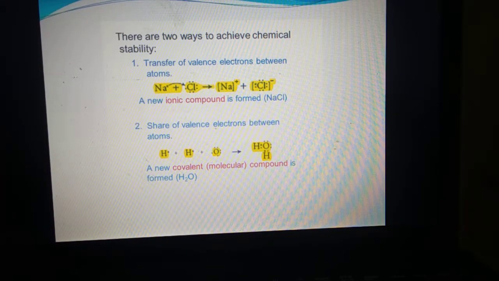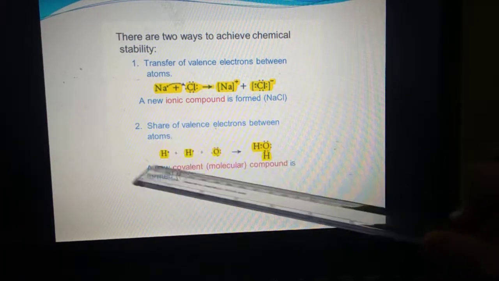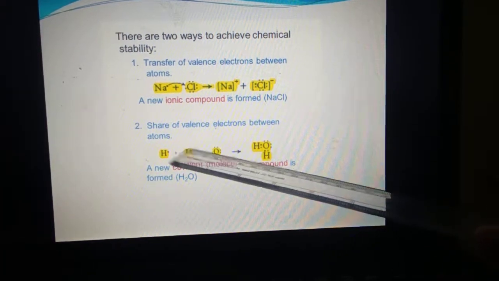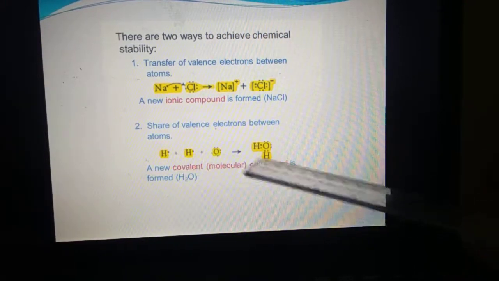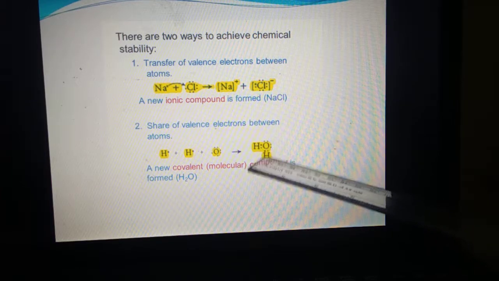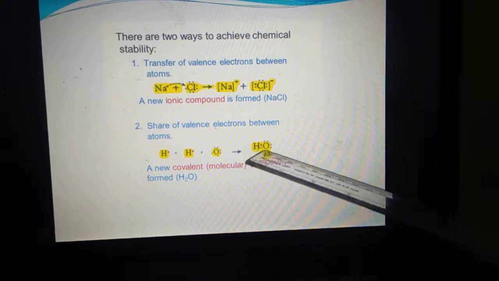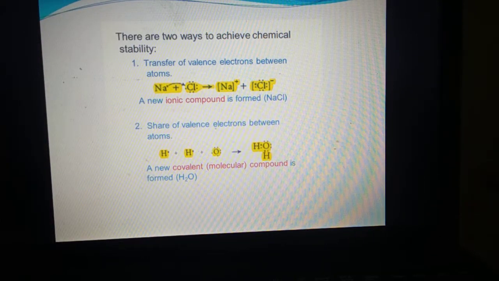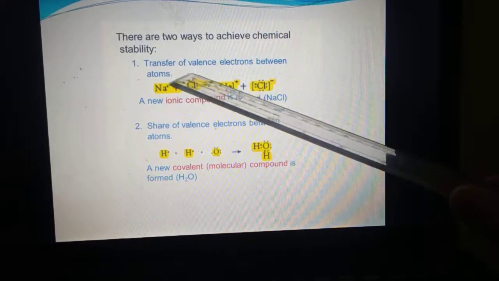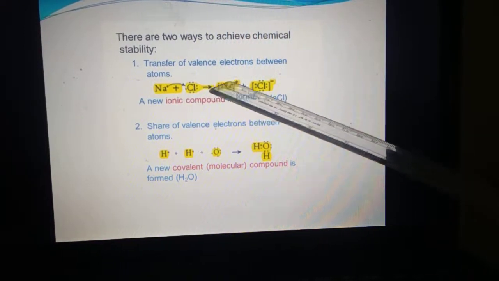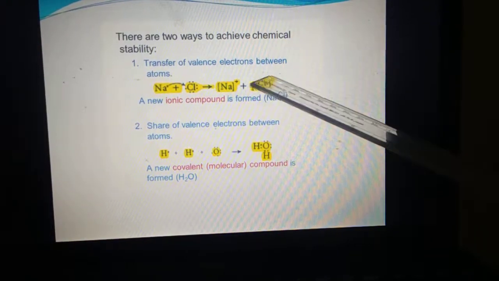For concluding remarks, covalent bond is sharing of electrons. They share electrons. Covalent bonds share electrons and they form H2O compound. 2 hydrogen and 1 oxygen share electrons with each other, while in ionic bond they transfer electrons. In NaCl, Na transfers 1 electron to chlorine. The one who transfers is positive and the one who receives is negative.